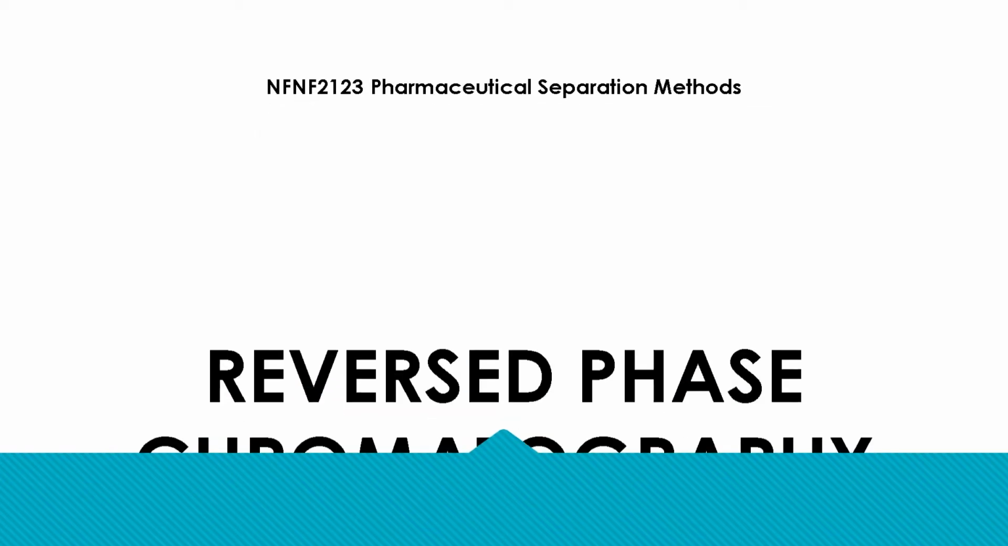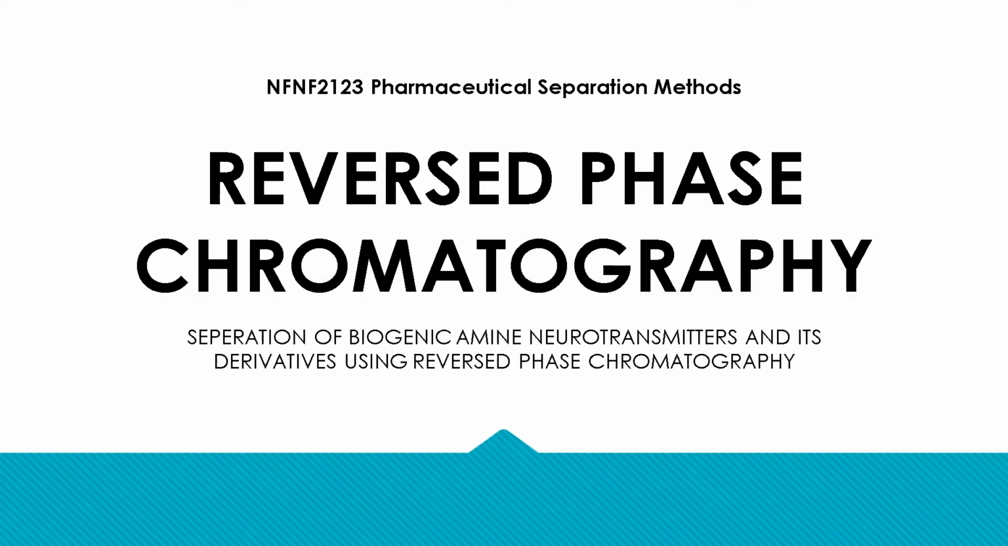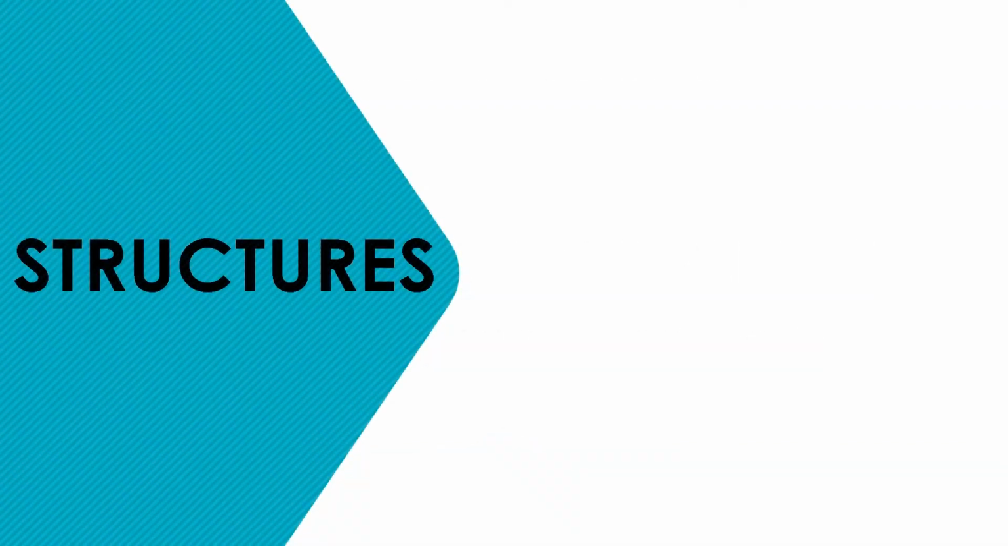Reverse phase chromatography, separation of biogenic amine neurotransmitters and their derivatives using reverse phase chromatography. Structures of the compounds that are eluted from this chromatograph.